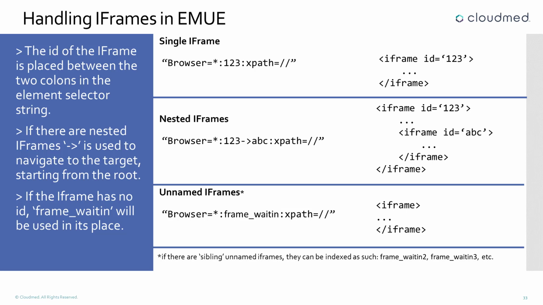Something else that can happen but is rare, I've only ever seen it once. There are multiple unnamed iframes that are siblings, basically. You can specify, but you wouldn't necessarily intuitively know how to specify which one Emu's looking at. If there are sibling unnamed iframes, they can be indexed by just throwing the number at the end of the iframe that you are looking for.